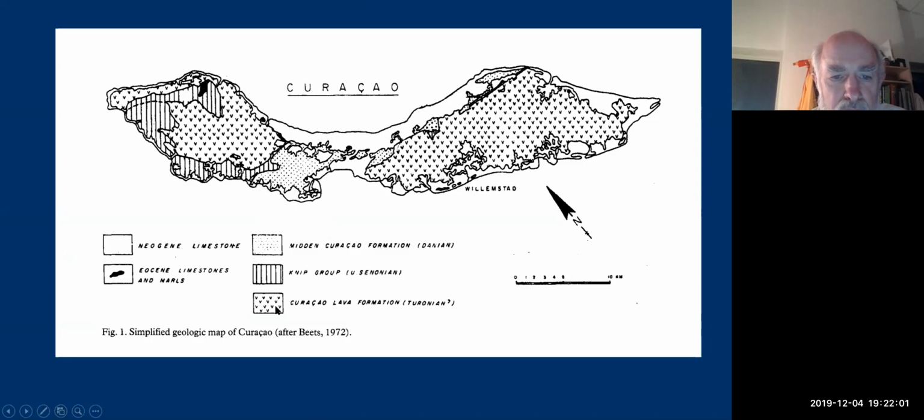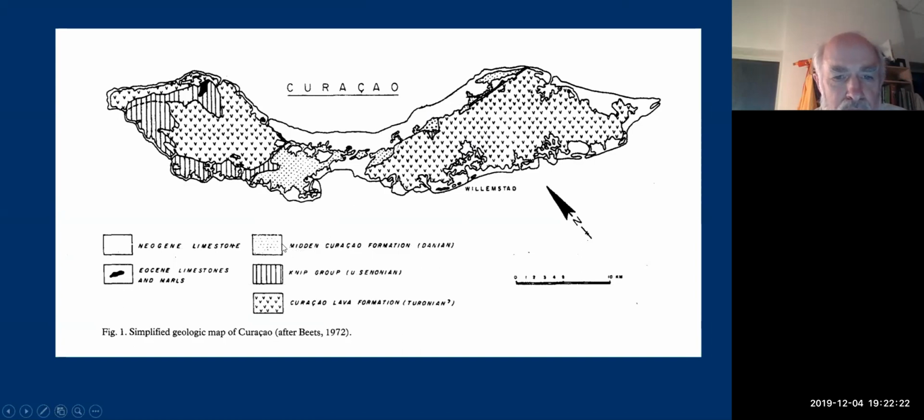The other most common one is the lava. This is the basalt or the lava formation. That's where all these little V's are here, on two sides, west side and east side. And there's a little bit here, but mostly it's this and this big part in the south and east.